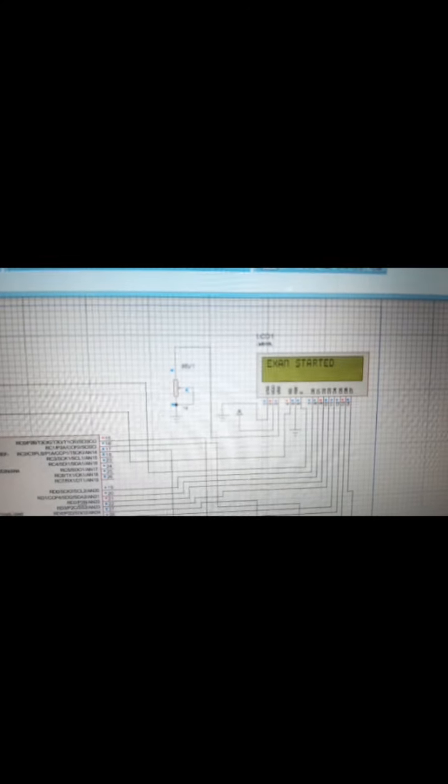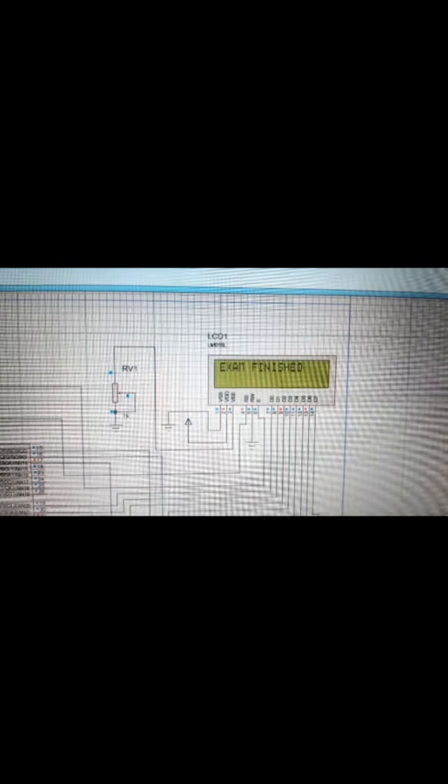Nama saya Avinash Murugan, matric 10DEP19F1001. Ini adalah mini project kita, and the result of the mini project is like this. The green light lights up and the exam starts. Then press the switch. It shows 30 minutes left and the yellow light lights up. Then press the switch. The exam is finished and the red light lights up. So that's all.